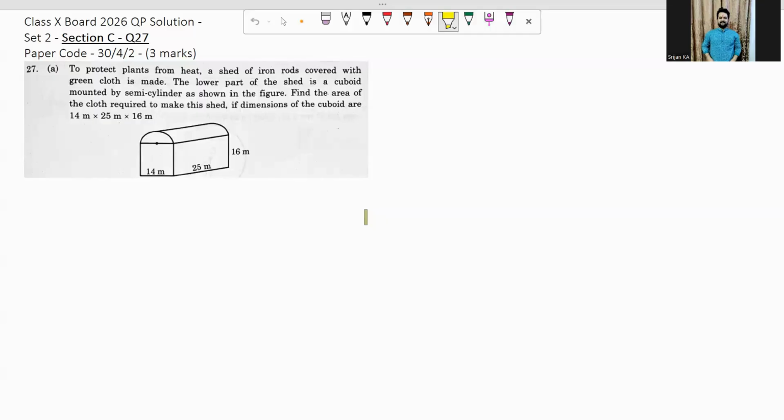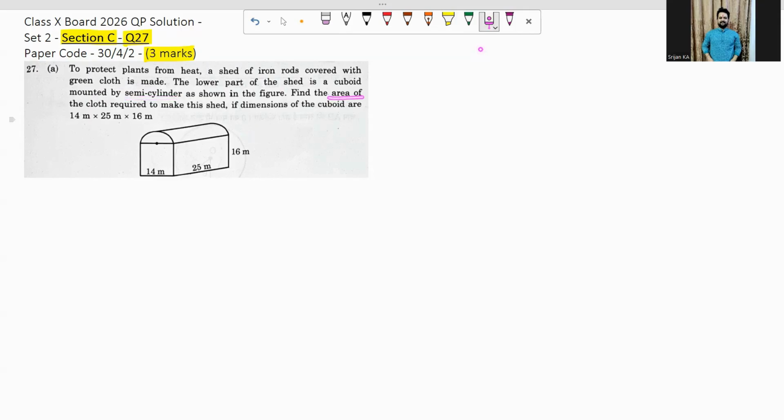Hi guys, so the next question is question 27 from section C for 3 marks. Let's read out what the question is saying. To protect plants from heat, a shed has to be made, and the shed is of iron rods, and these have to be covered with a green cloth. There is a lower part of the shed which is a cuboid, and on top of it is mounted a semi-cylinder. So this is your figure, and we have to find the area of the cloth.